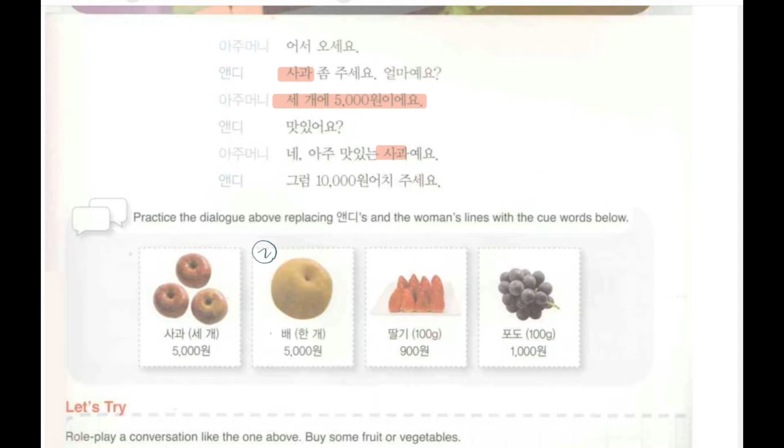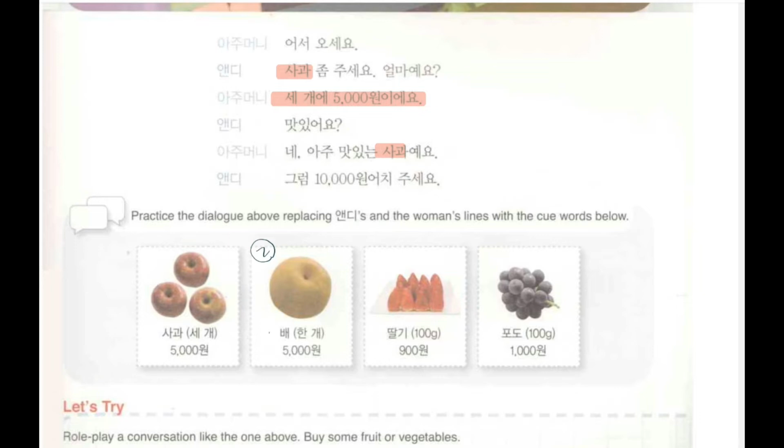어서 오세요. 한 개에 5,000원이에요. 네, 아주 맛있는 배예요. 자, this time 제가 Andy 할게요. 여러분이 아주머니 해주세요. 자, 시작. 배 좀 주세요. 얼마예요? 맛있어요? 그럼 10,000원어치 주세요.